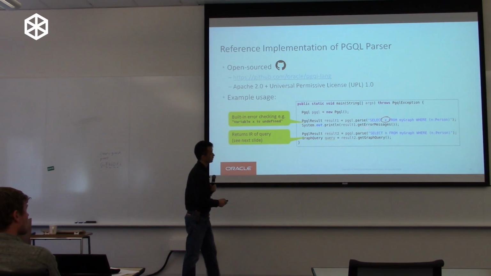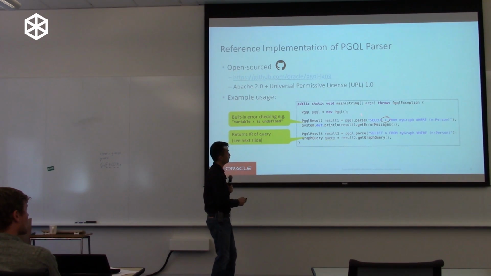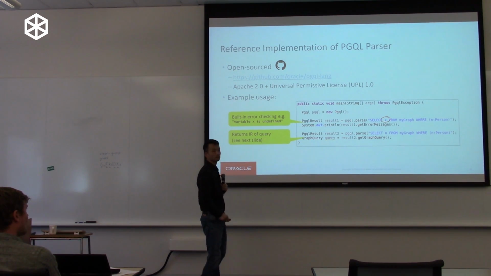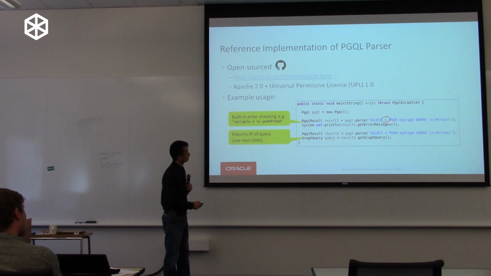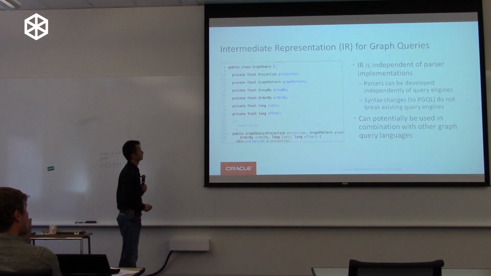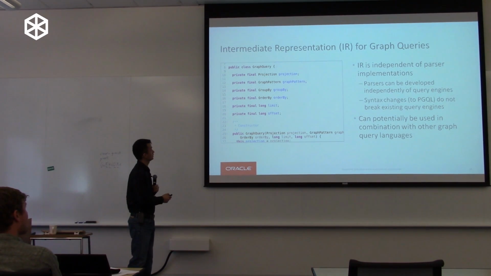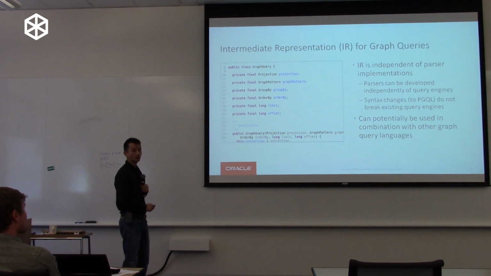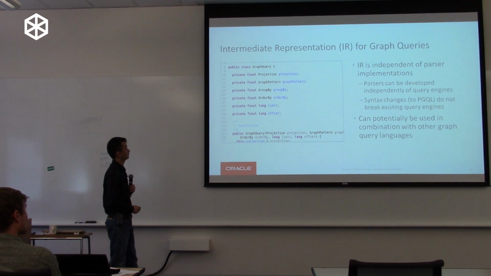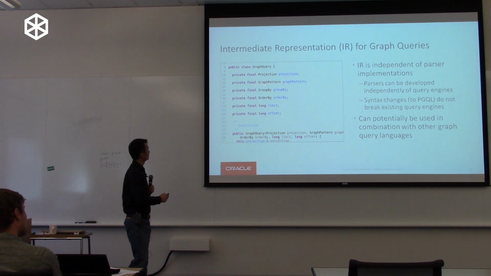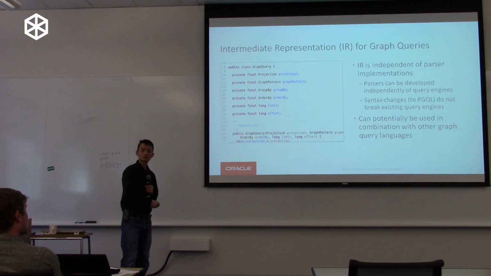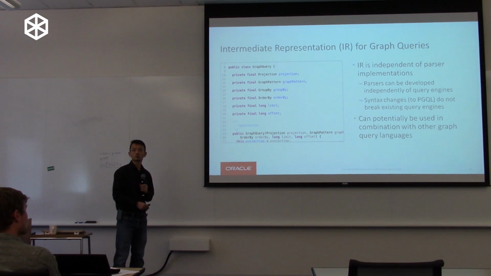So you can stick in the query here and call PGQL parse, and you get back the result. If there's an error, you get error messages back. Otherwise, you get a graph query. This shows you some of the key attributes in a graph query. This is a very generic graph query interface. You have projection, you have your patterns, group by. In a way, this is just a Java representation of an abstract syntax tree.